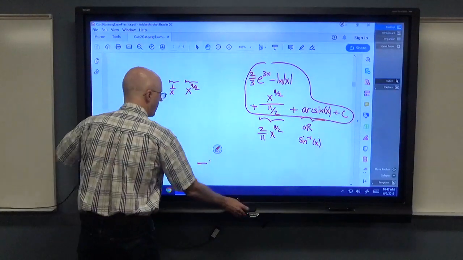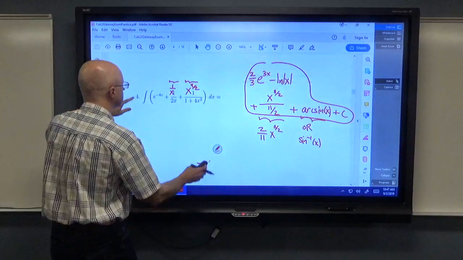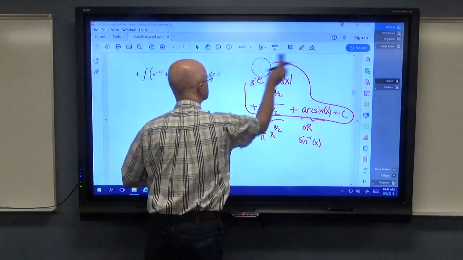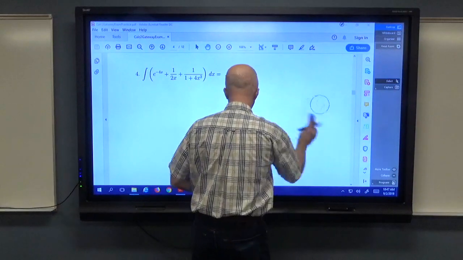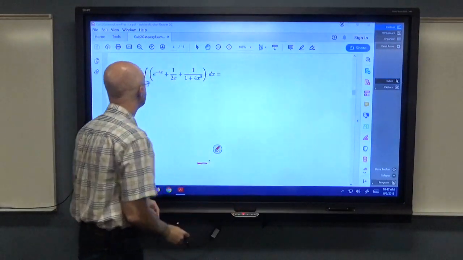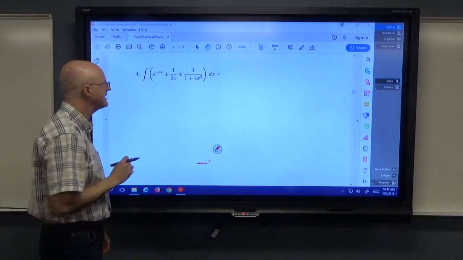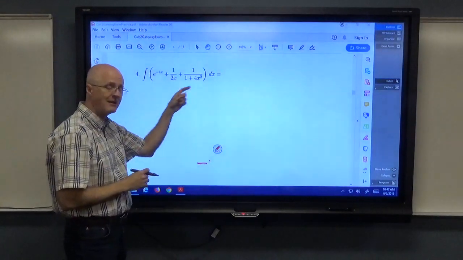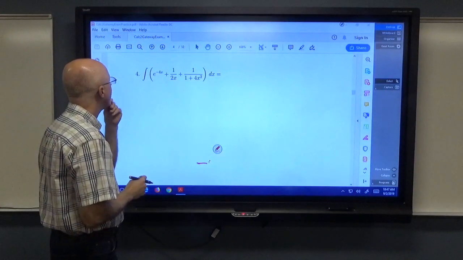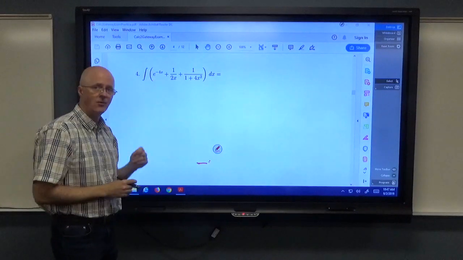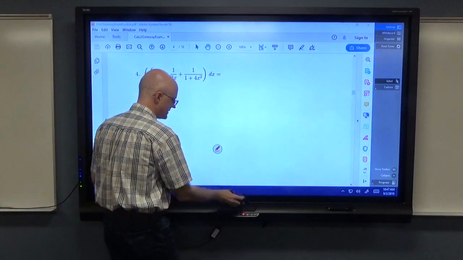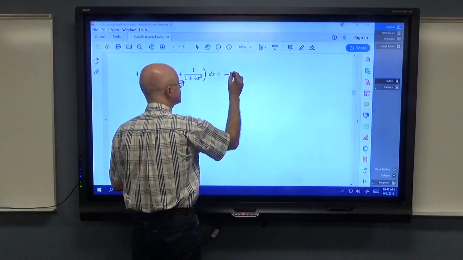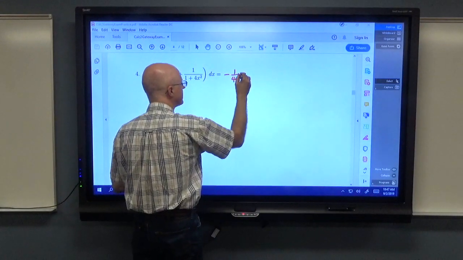On to problem number 4. This one's based on memorized stuff as well, but maybe a little trickier, especially with this part right there. Integral of e to the negative 4x. Okay, you can try it by substitution, but if you're good at guessing, you're going to get negative 1/4 e to the negative 4x.